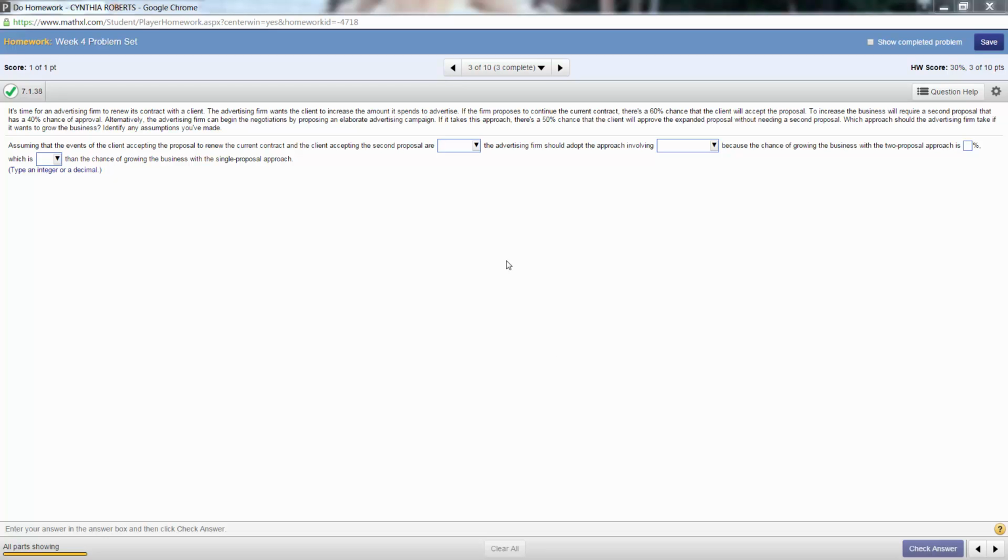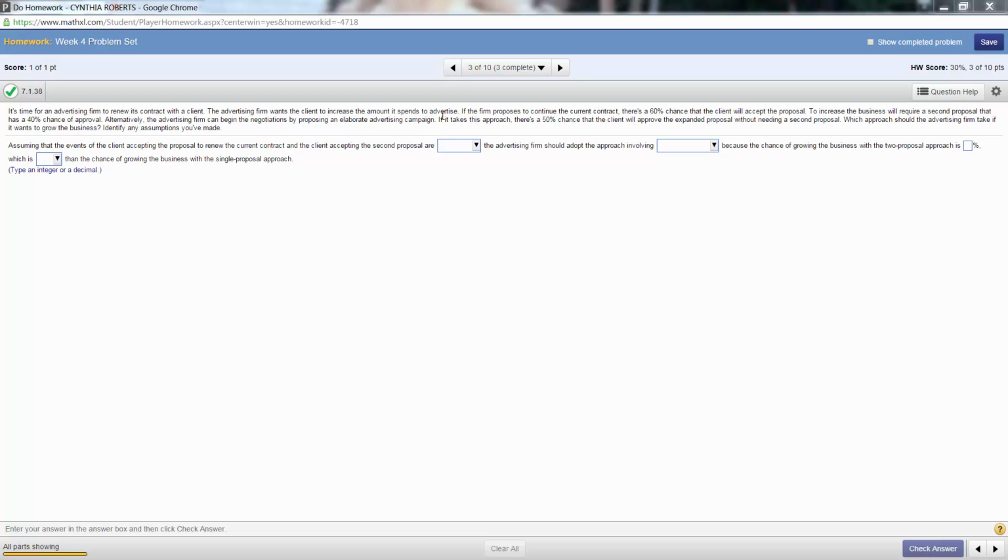All right, say it's time for an advertising firm to renew its contract with a client. The firm wants the client to increase the amount it spends to advertise. If the firm proposes to continue the contract, there's a 60% chance that the client will accept the proposal. To increase the business will require a second proposal, which has a 40% chance.